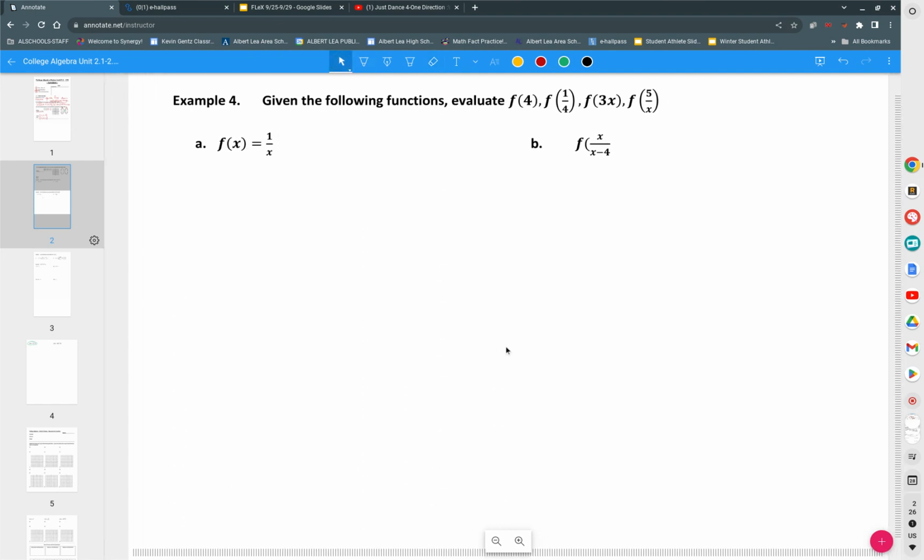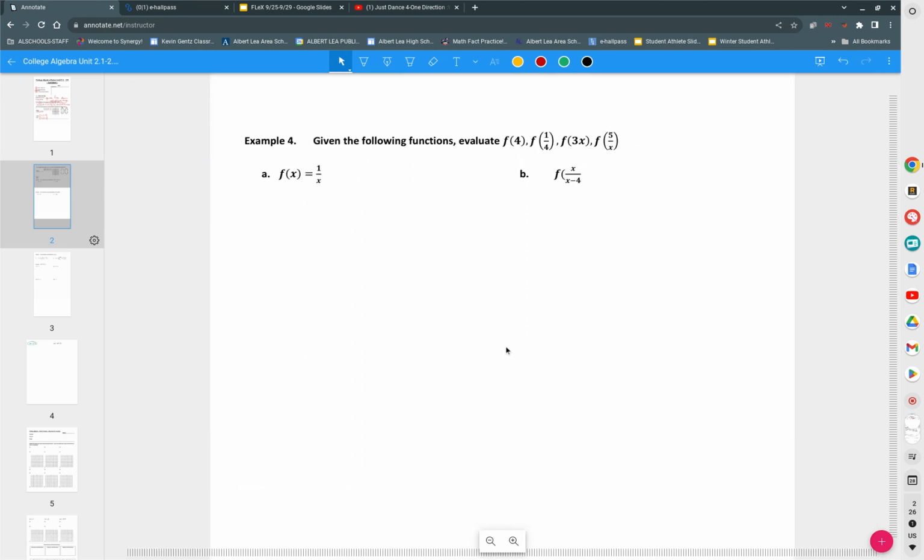All right. Let's evaluate this function. f of 4, f of 1/4, f of 3x, and f of 5 over x. Okay? First one's nice and easy. We plug in 4 and we get 1/4. But what if you plug in 1/4? 1 over 1/4. What is 1 over 1/4?